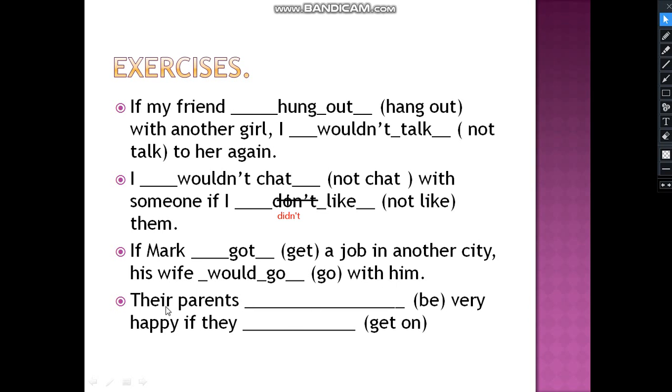Last sentence is, their parents be very happy if they get on. So again, we have the would clause in the beginning. Their parents would, base verb, be. Their parents would be very happy if they, past simple, get turns into got on. Their parents would be very happy if they got on.